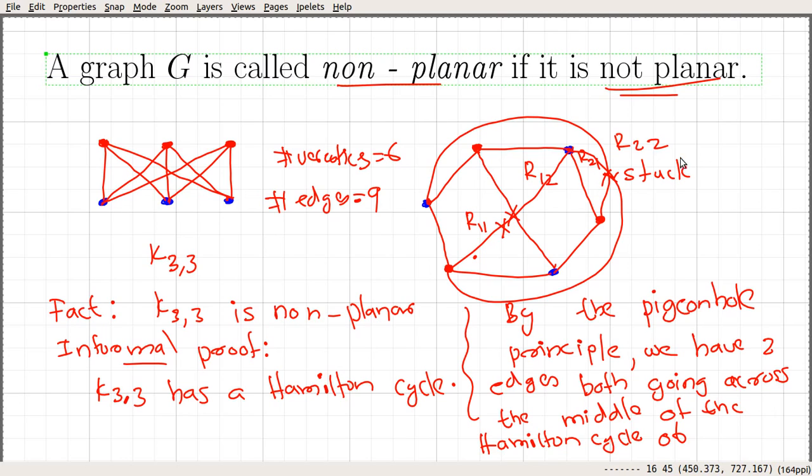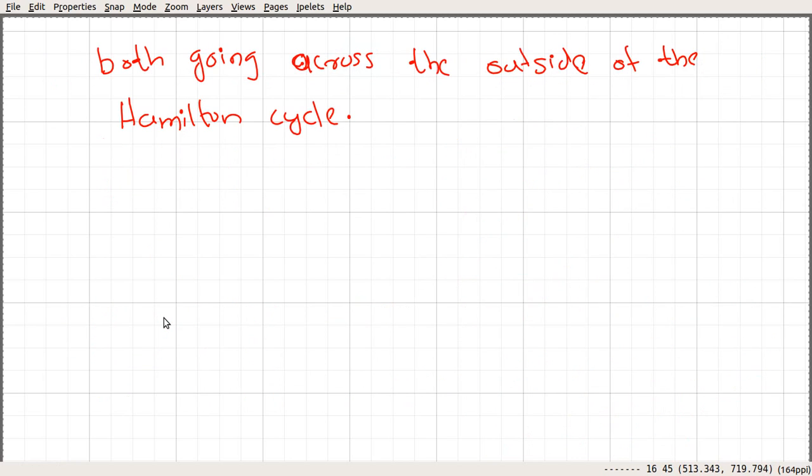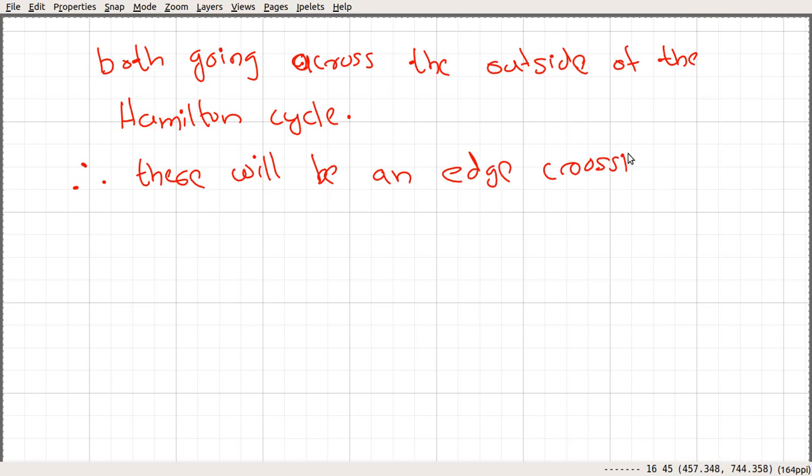In both cases we get stuck. This is only an informal proof; we'll prove this formally in a future video. That says there will be an edge crossing, so K33 is non-planar.